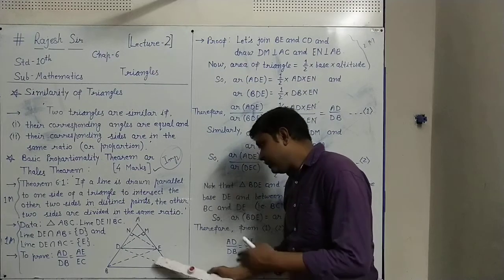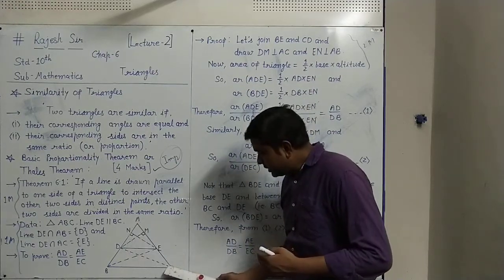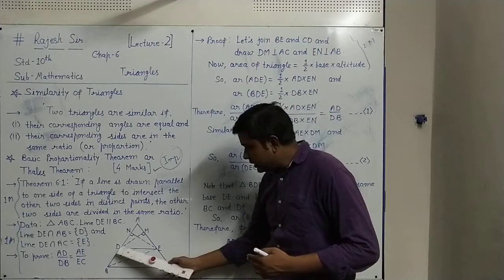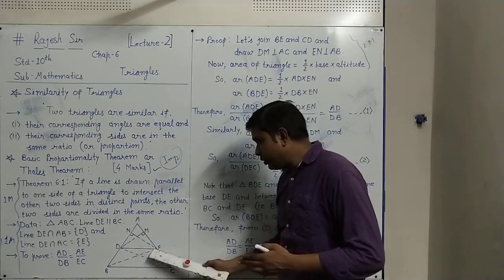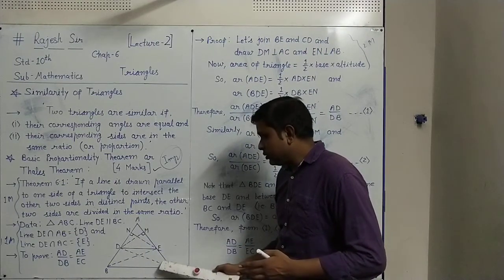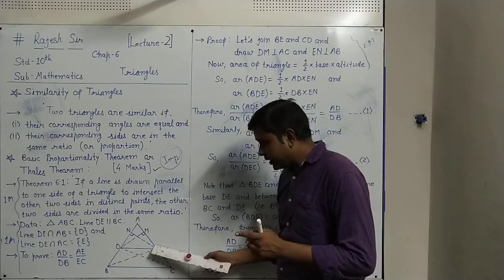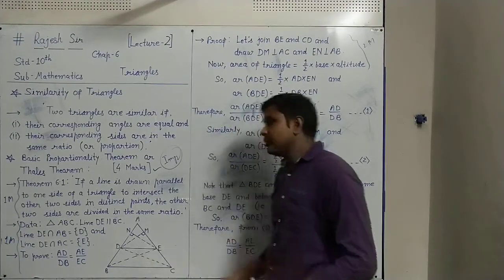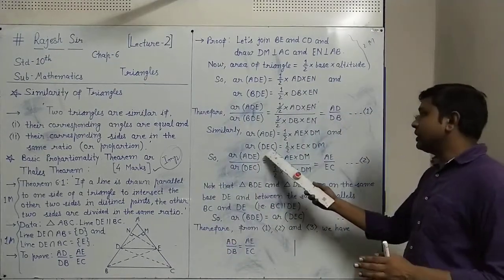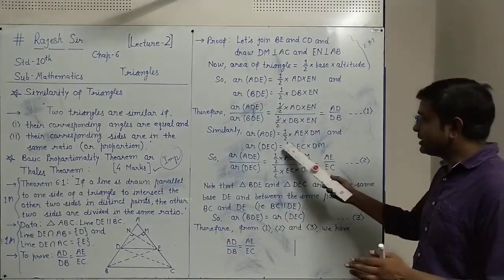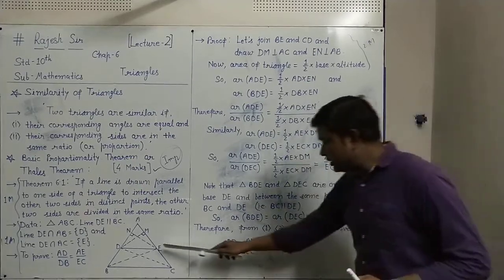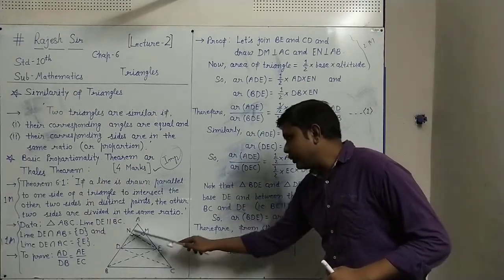If we extend CE on the A side, CE extends this way. So DM is considered the altitude on the base CE. So for triangle DEC, base is CE and altitude is DM. So the area of triangle DEC is half base into altitude, that is half base EC and the corresponding altitude is DM.